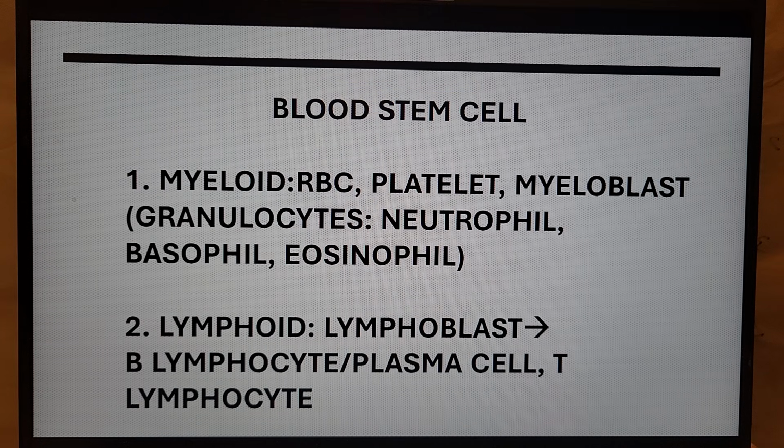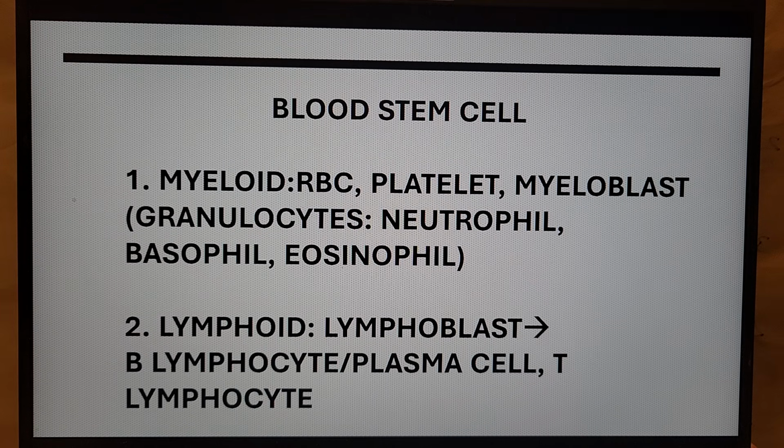Stem cell, right? This is the blood stem cell. It becomes myeloid and lymphoid. The myeloid will mature and become red blood cell, platelet, and myeloblast. Myeloblast becomes neutrophil, basophil, and eosinophil. So this is from the myeloid side. The other side is lymphoid. Lymphoid becomes lymphoblast, and then when it matures, it becomes B lymphocyte and T lymphocyte.